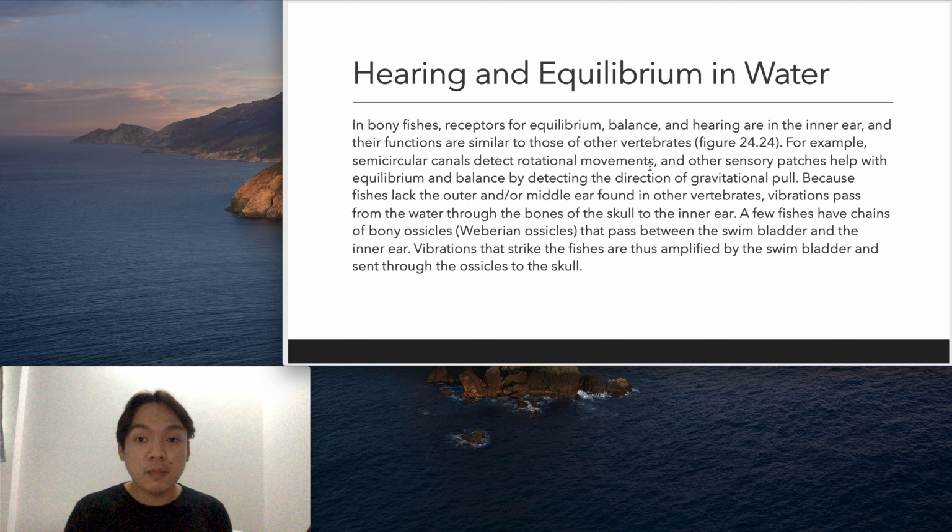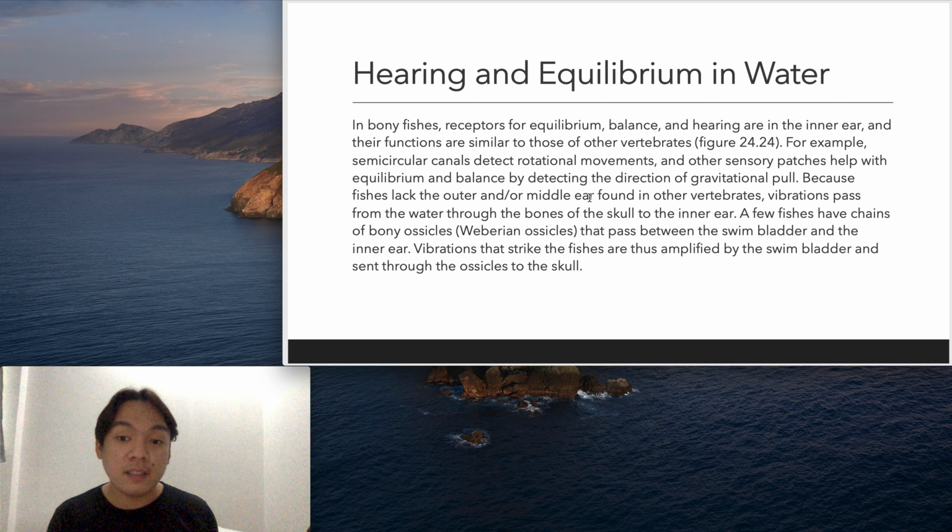Hearing and equilibrium in water. We have semicircular canals that detect rotational movements and other sensory patches, which help equilibrium and balance by detecting the direction of gravitational pull. Since fishes lack an outer or middle ear, vibrations pass from the water through the bones of the skull into the inner ear. A few fishes have chains of bony ossicles, called Weberian ossicles, that pass between the swim bladder and the inner ear. These vibrations strike the fish and are amplified by the swim bladder and sent through the ossicles to the skull.